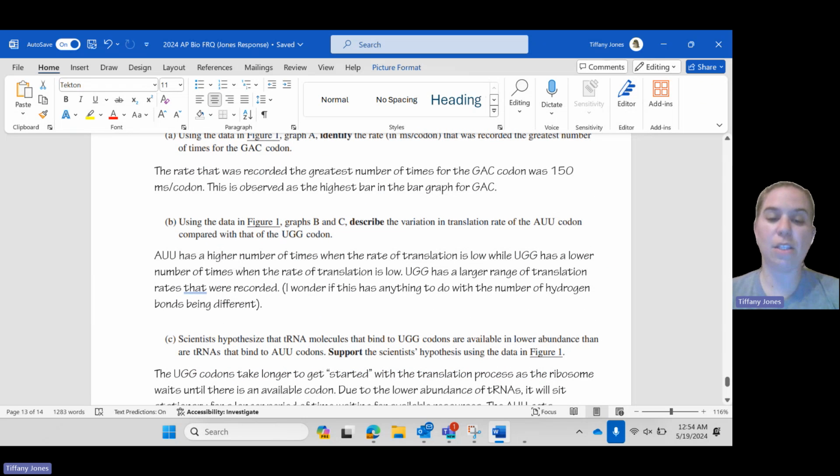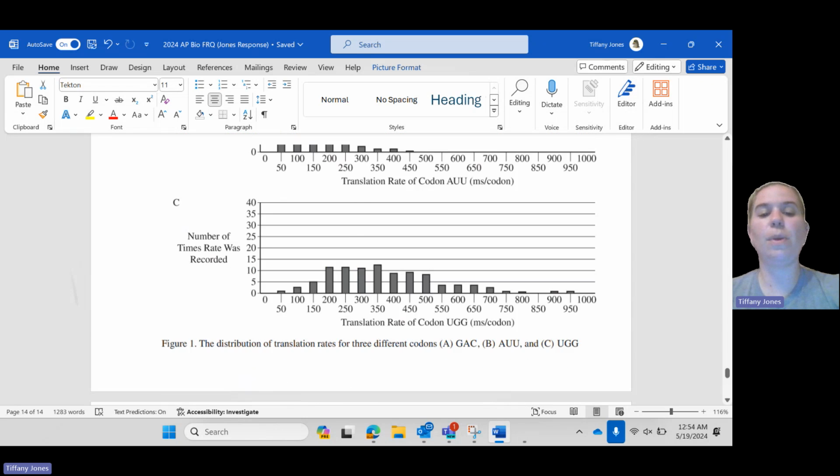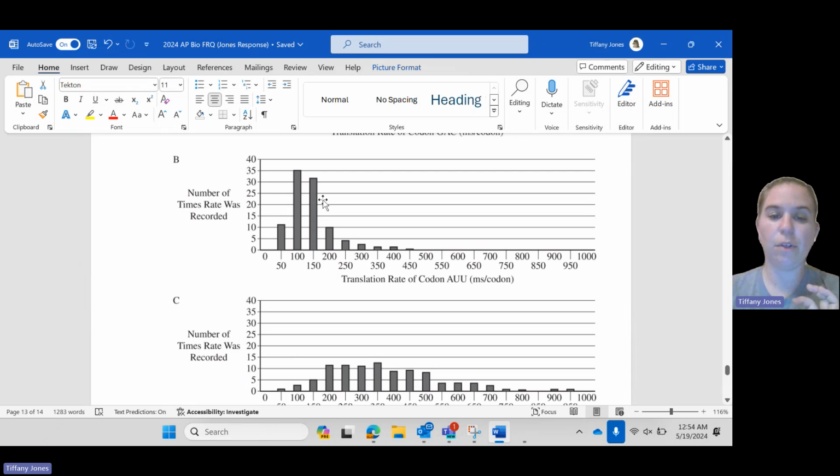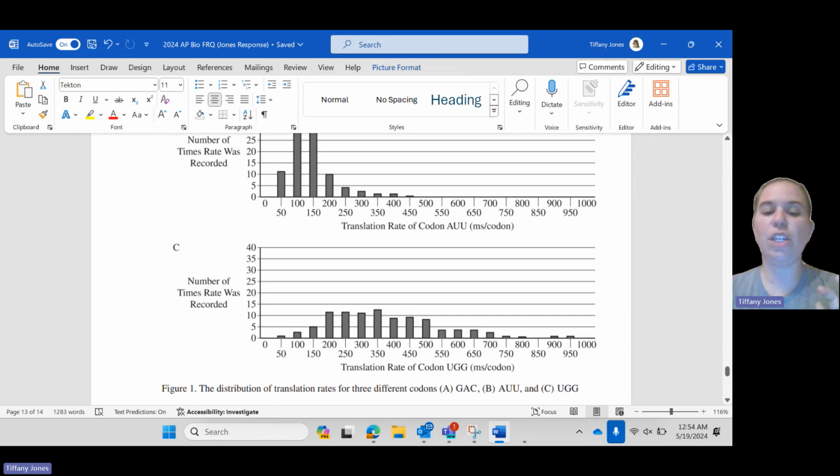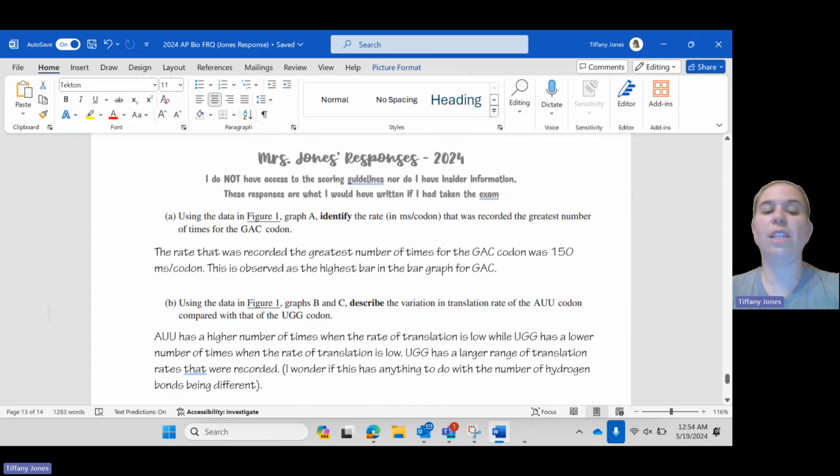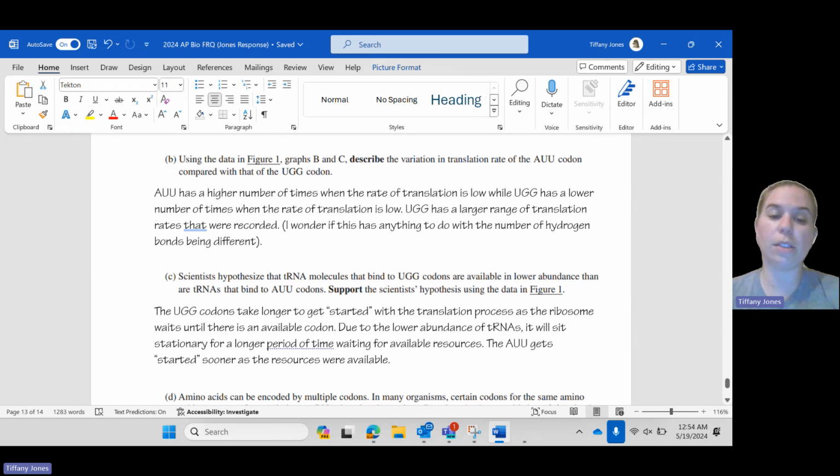And then part B says, using graphs B and C, describe the variation in translation rate of the AUU codon compared with that of the UGG. And so when we look at this, we can kind of see that there's a higher amount of translation at the beginning for the AUU, versus the UGG kind of stretches out a little bit more, and it takes a little longer for it to get started, and it's a lot more flatlined. And so that could be a difference in the available codons. So the high number of rate of translation is low when UGG has a lower number of times. It kind of shows that inverse.